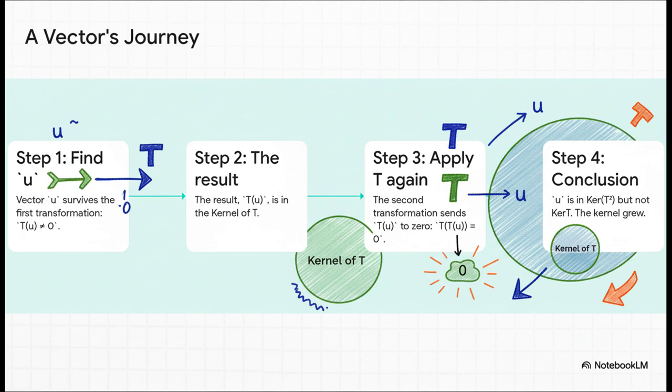So just look at what happened there. The original vector u wasn't in the kernel of T, but it is in the kernel of T applied twice, T squared.